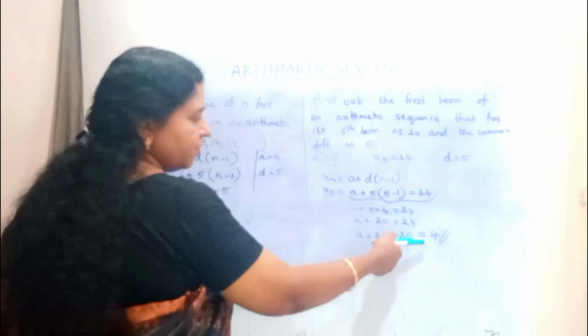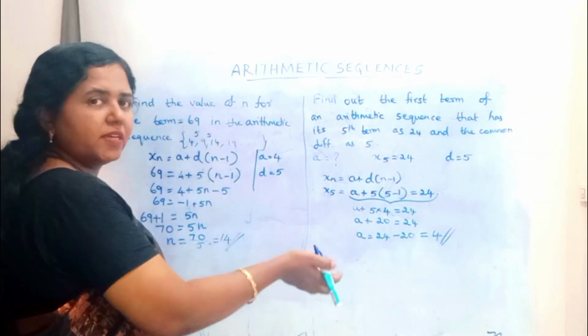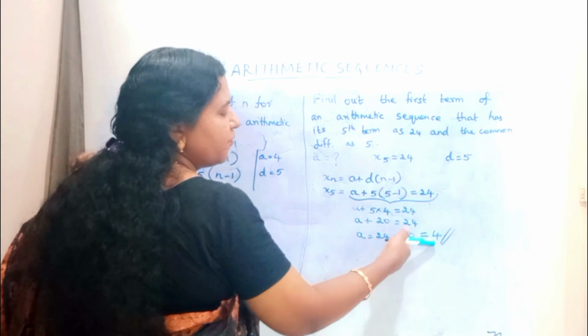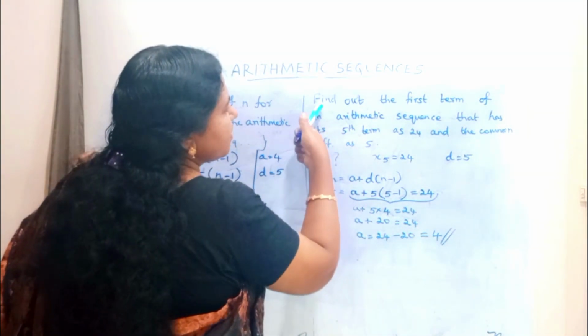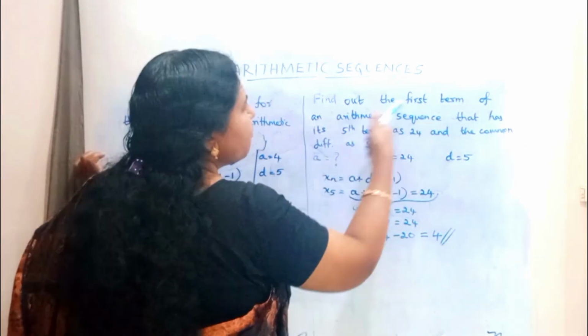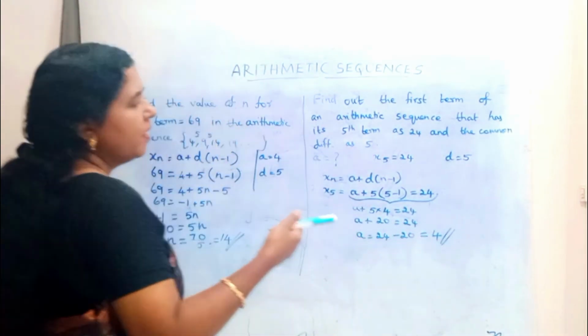A is the first term. Already we know that A is the first term. I have considered the same example for all the cases. Okay, so the value of A is 4. So this is the required thing. It is asked to find out the first term of an arithmetic sequence. First term is A. So we have got the value for A.